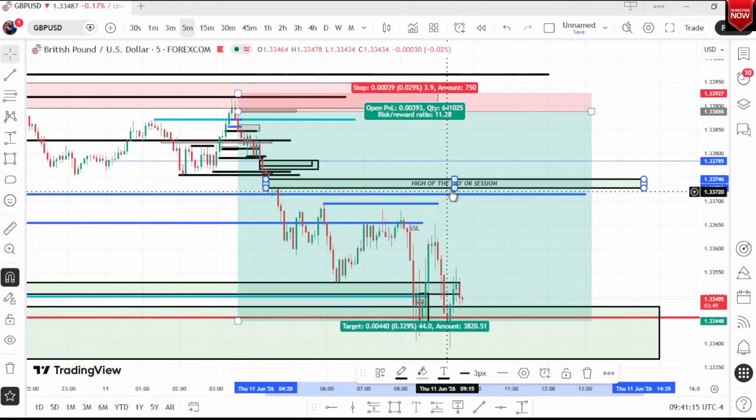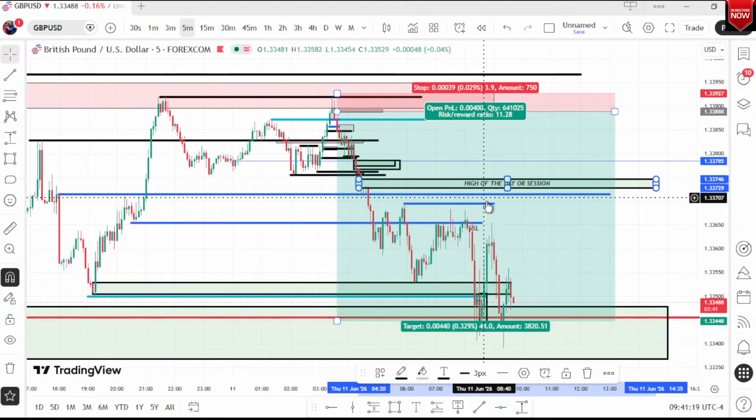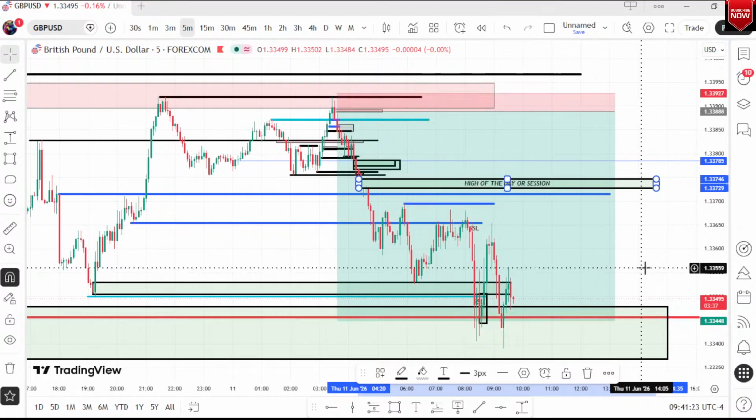So high of the day, high of the session, price is actually going to continue lower according to my first. This is the reason I'm going back to these things that I wanted.